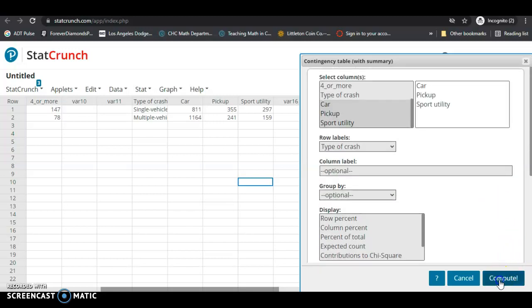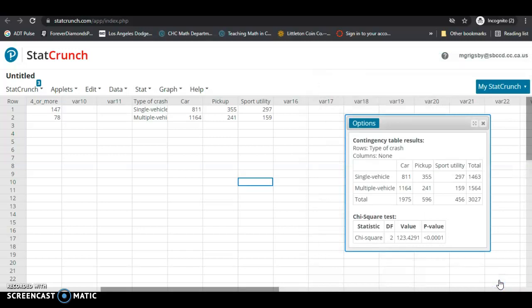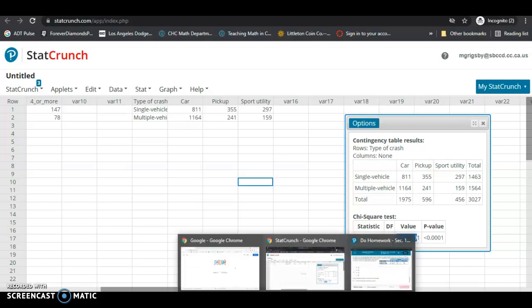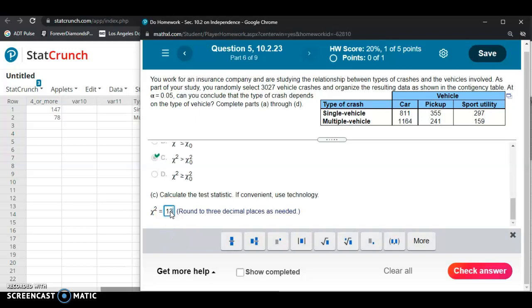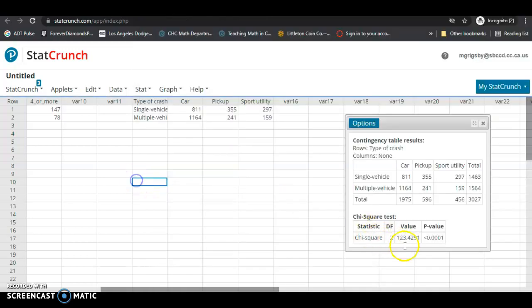Then we don't need to select anything else. We're going to click Compute. What we're looking for is the test statistic, which will be at the very bottom of the output. So this is the output of this function. We're going to round that to 3 decimal places, so it looks like it's 123.429.